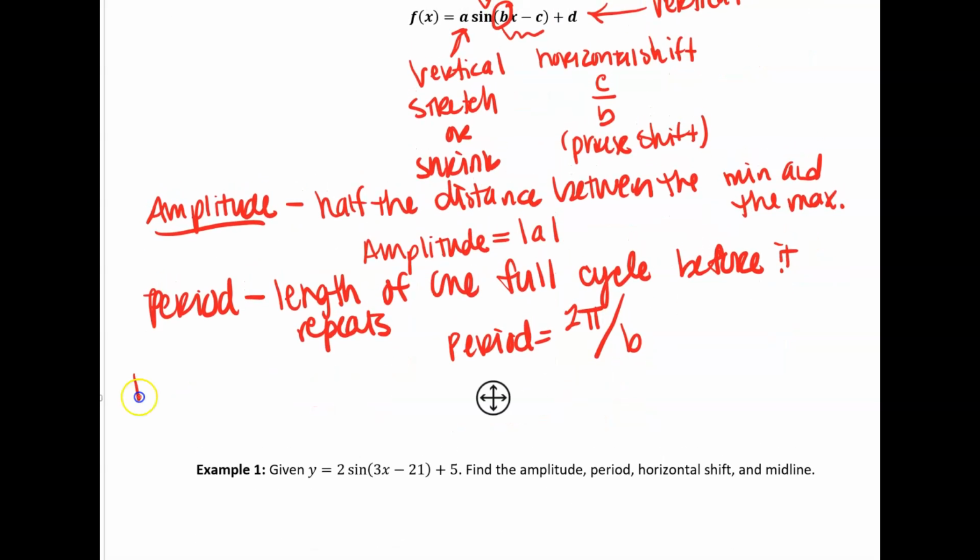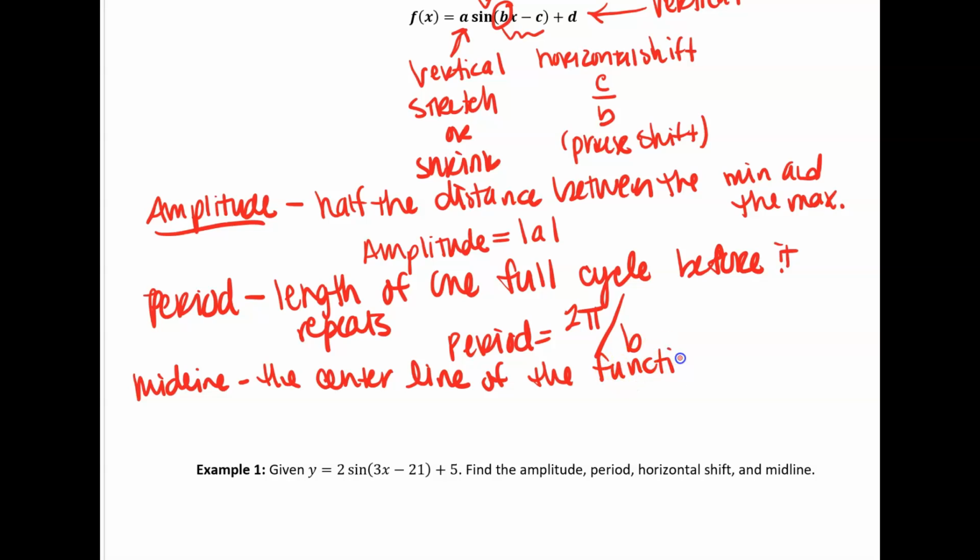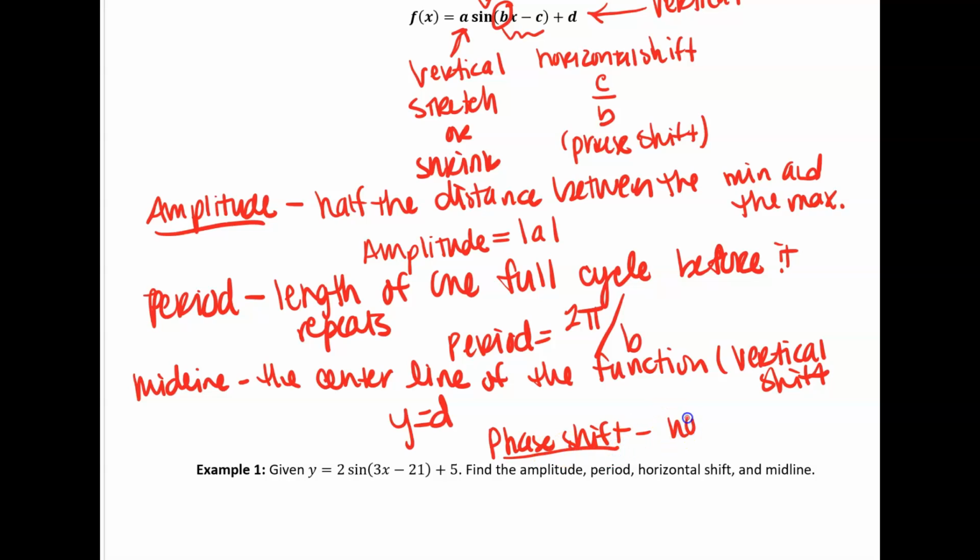There's two other things that you can pull out. There's something called the midline. The midline is defined as the center line of the function. And that is going to be dependent on your vertical shift. And so that's going to be at the line y equals d, but you saw in that previous one that that was our x-axis. And then lastly, we have something known as our phase shift. And with your phase shift, that is your horizontal shift. I told you we already threw that word up there. And that is defined as that c over b that we indicated here.